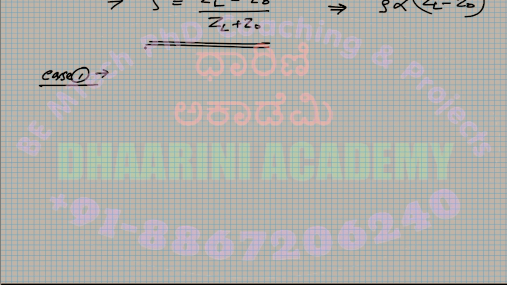Whenever, for example, let's assume that ZL is equal to 0. When the load value is 0, you call it the short circuited line.